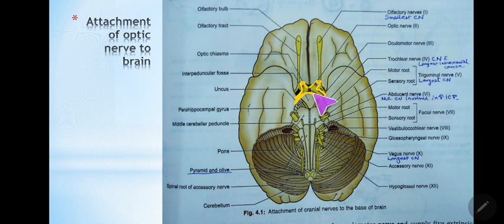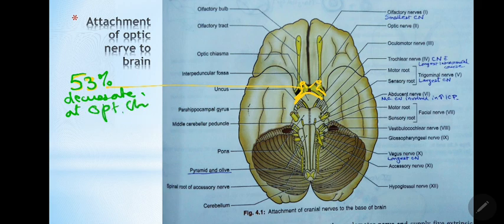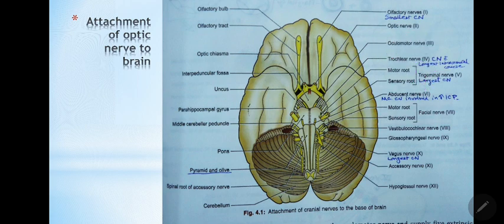Then the optic tract will wind laterally to the midbrain and will reach backside to the LGB, the lateral geniculate bodies, right? So remember, in optic chiasma around 53% of fibers decussate. That means the nasal fibers, right? While the later ones reach the optic tract ipsilaterally, and ultimately they will relay. These are all the second order neurons which were running down here in the optic nerve. So they will relay here. Where will they relay? In the LGB, right?